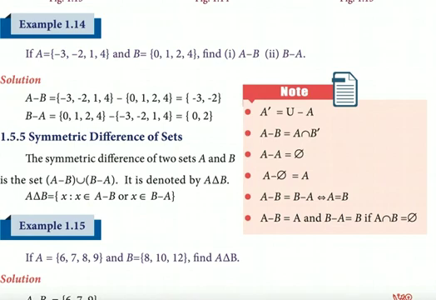Symmetric difference of sets. The symmetric difference of two sets A and B is the set A minus B union B minus A. It is denoted by A delta B. A delta B equal to {x : x belongs to A minus B or x belongs to B minus A}.